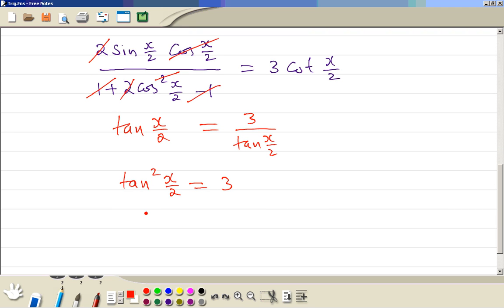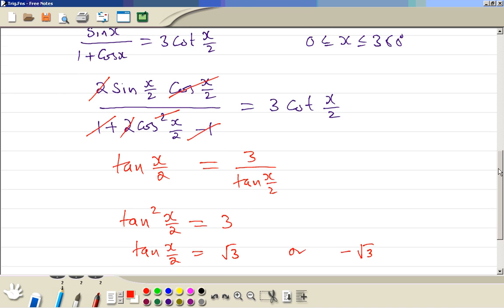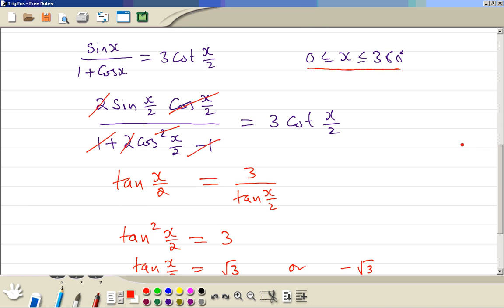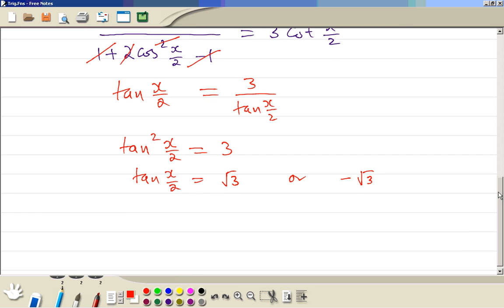So therefore we get tan x over 2, and we take the root, plus or minus, so it will be plus root 3 or minus root 3. Now because this is x over 2, and for x the range is 0 to 360, for x over 2 it is just 0 up to 180.